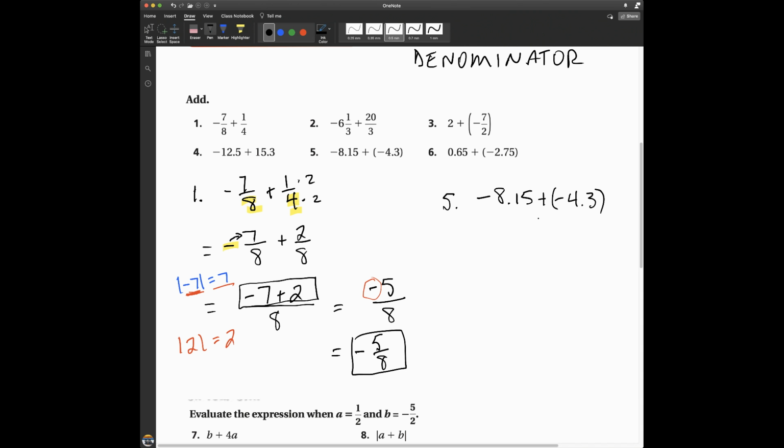And so what am I going to do here? Same sign, add and keep. So I'm going to add the absolute values of these two numbers together and keep the sign, which means the answer is going to be negative. All right, so I can put this in my calculator. I'll get negative 12.45, and I'm good. Okay, so you can check it if you want.